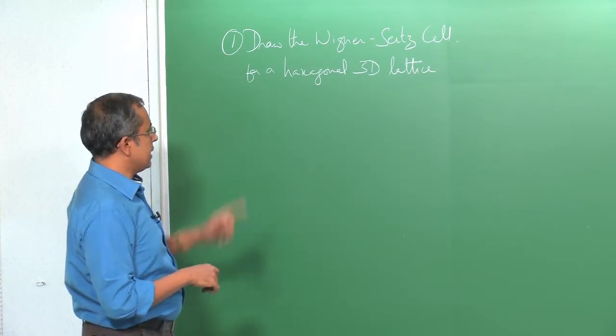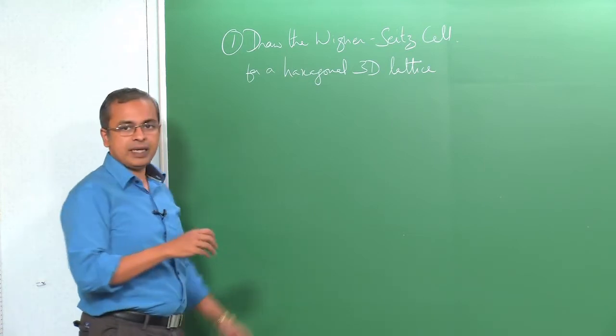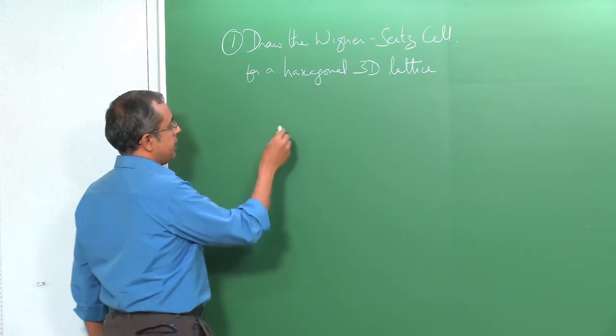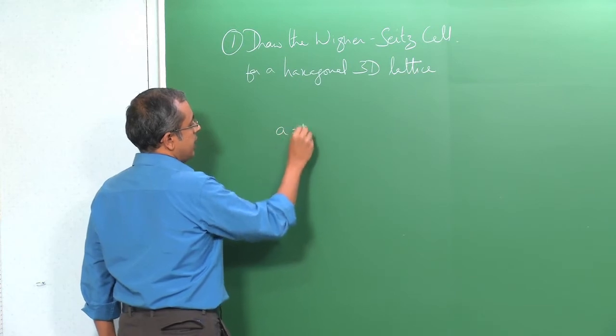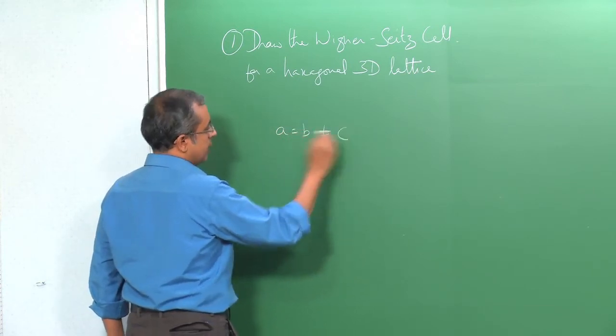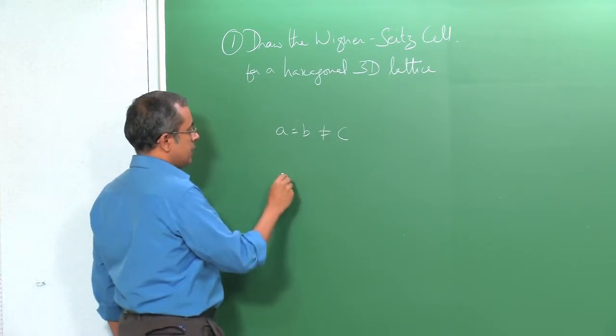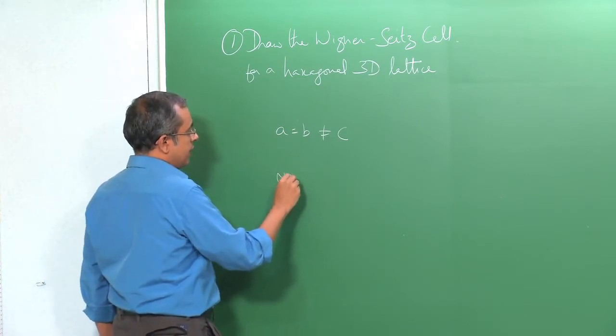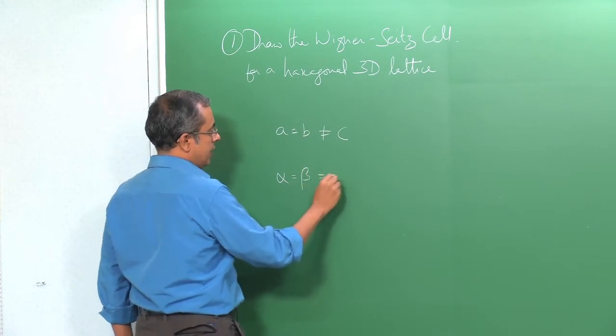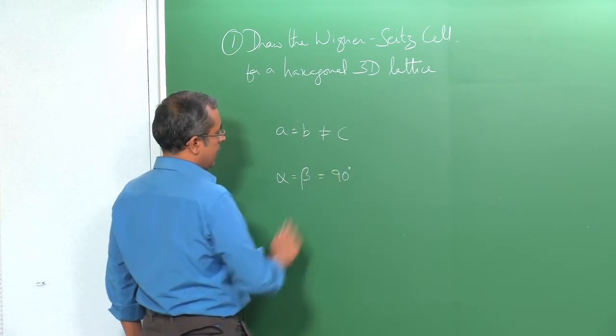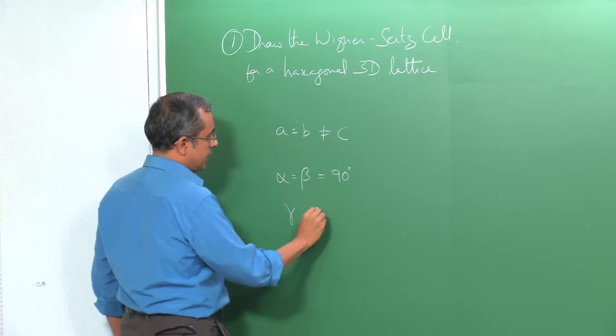So, if you take a hexagonal 3D lattice, the way it is defined is simply a equals b not equal to c, with a, b and c being the 3 axes, and then the corresponding angles are alpha equals beta equals 90 degrees and then gamma equals 120 degrees.